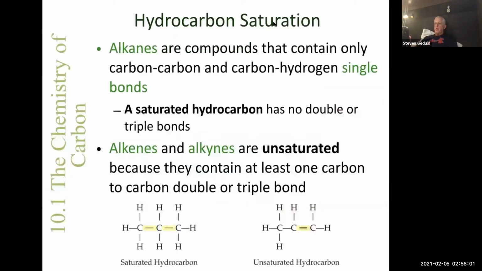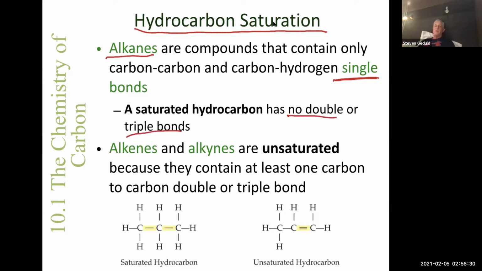Now we're going to talk about hydrocarbon saturation. Saturation means if something's saturated, there's as much there as possible. So if a hydrocarbon is saturated, it means there's as many hydrogens as is possible. So alkanes are compounds that contain only carbon-carbon and carbon-hydrogen single bonds. A saturated hydrocarbon has no double or triple bonds. It's saturated. If it's saturated, it has as many hydrogens as is possible, which means there's no double or triple bonds, because then you won't have as many hydrogens.